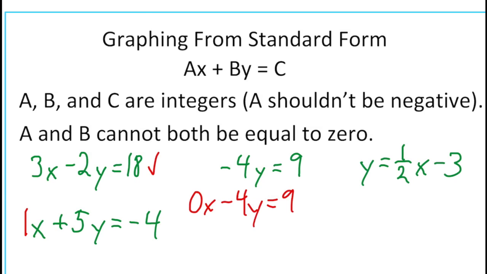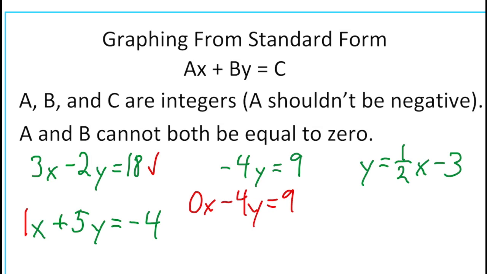And then our last one, y equals 1/2 x minus 3, that's slope-intercept form. That's y equals mx plus b. So if you needed standard form, you would have to go ahead and move the x to the left side, and you get negative. Actually, you know what? I'm going to do it different. You could do that, but the big key is getting rid of all the fractions or decimals.